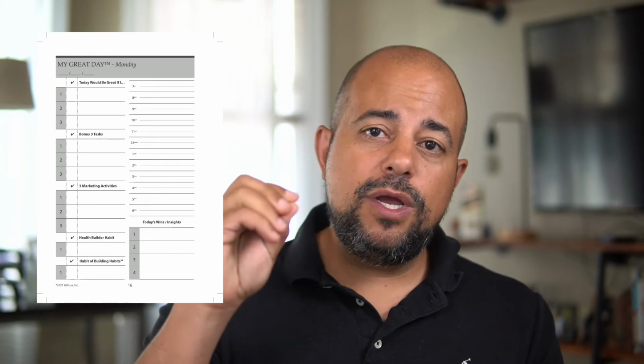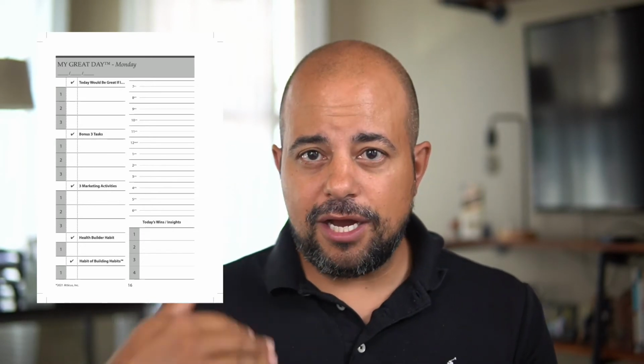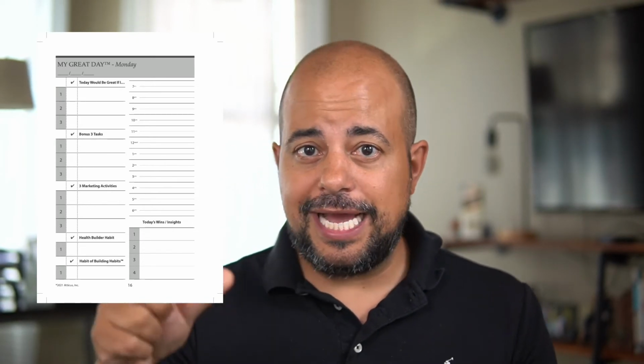Below that, you're going to find bonus 3 tasks, and then you're going to have some marketing activities and habits. Same thing with your health builder habits and your habit builder habits. And then on the right-hand side, underneath the timed calendar component, you're going to have your top wins and insights of the day.